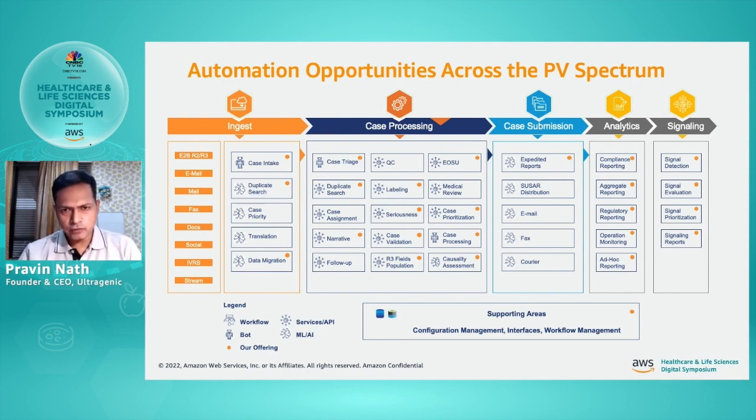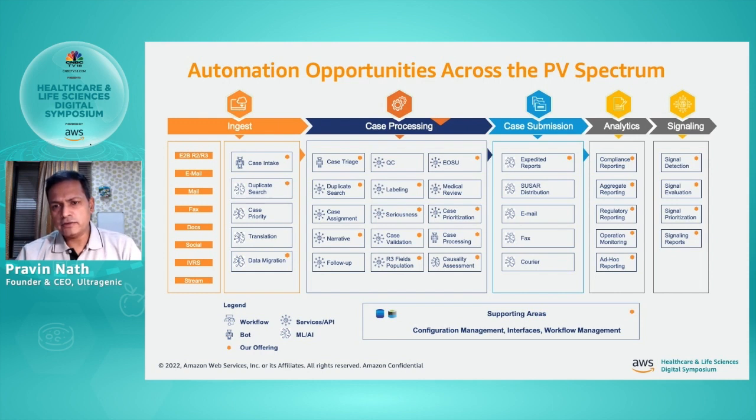I will not go into the deep details here. The idea is to tell you at a top level what the various phases in the PV space are, what opportunities we are seeing right now, and how we're using technology to address those opportunities. So case submission is the next thing, wherein these cases have to go to the relevant authorities. The authorities are the various regulatory bodies in various countries. There's FDA in the US, the Drug Controller General in India, and so on. That's the distribution and submission part.